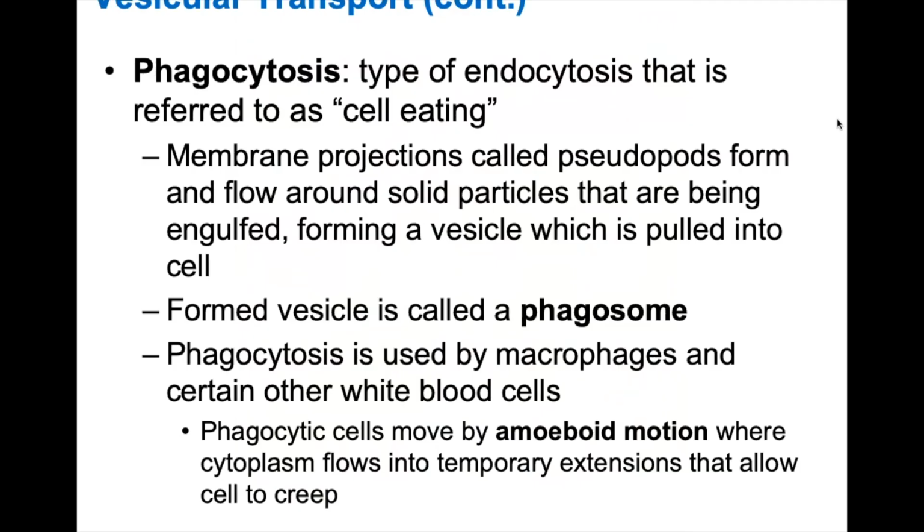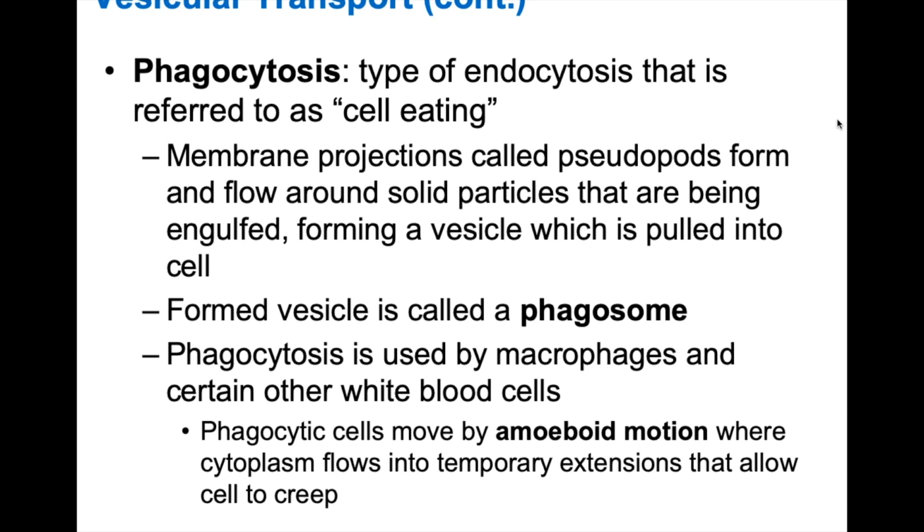So phagocytosis is also called cellular eating, and this is how you bring things into a cell. It's something that's used by macrophages and other white blood cells. So essentially, the membrane literally reaches out, surrounds something, and then brings it into the cell in a vesicle. And that's called a phagosome at that point because it has been phagocytosed. It has been brought in through cellular eating. Again, this is common with macrophages and white blood cells.